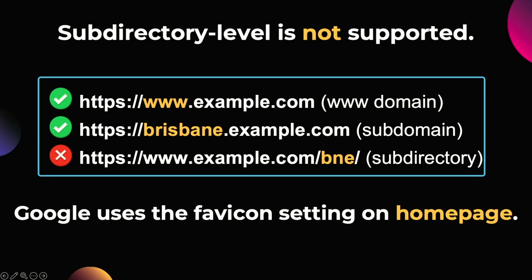However, a subdirectory like www.example.com/bne/ cannot have its own, and will simply inherit the favicon from the main site. The bottom line is this. To have your own unique favicon appear in Google search, your website must be on its own custom domain. Okay?